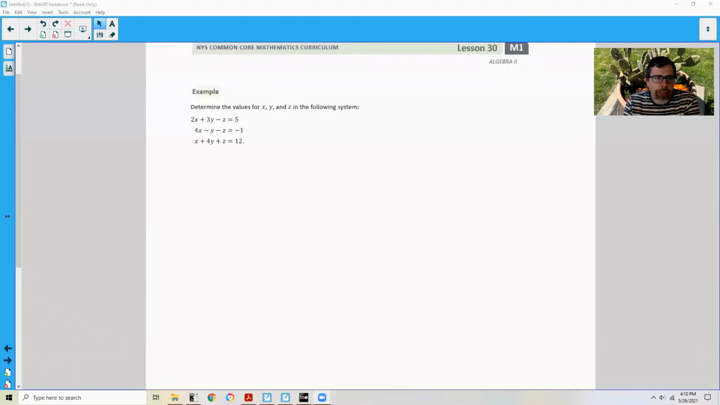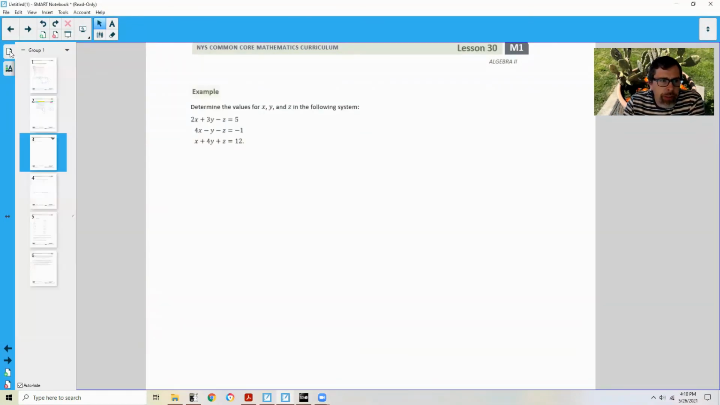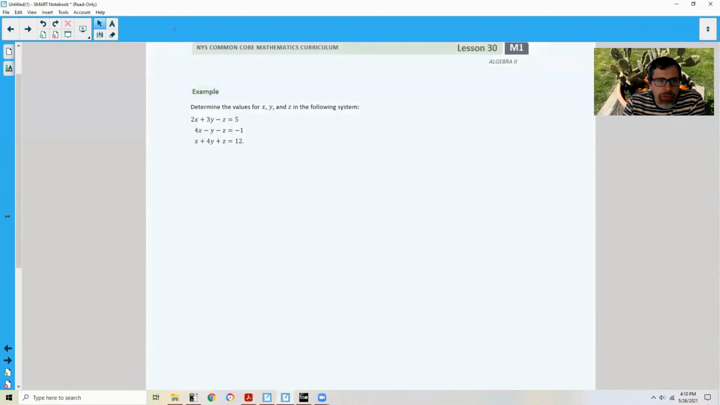All right, page 3, I think. Yes, page 3 brings us to this first example. So what we're going to do is determine the value for x, y, and z in the following system. Remember, this lesson is 3 variables.